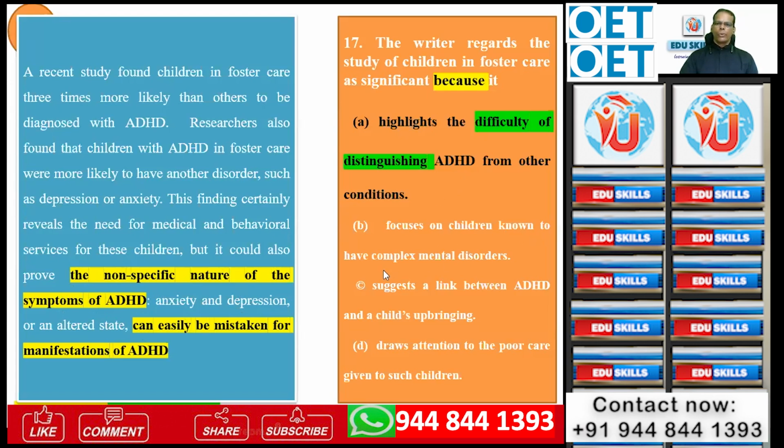Focuses on children known to have complex mental disorders: they don't say the children in foster care have complex mental disorders. Nothing is mentioned in the paragraph. Suggests a link between ADHD and children's upbringing: it doesn't speak anything about children's upbringing. Draws attention to the poor care given to such children: they don't speak anything about the care given to the children. So it's very clearly given. The other 3 options are irrelevant to the paragraph.